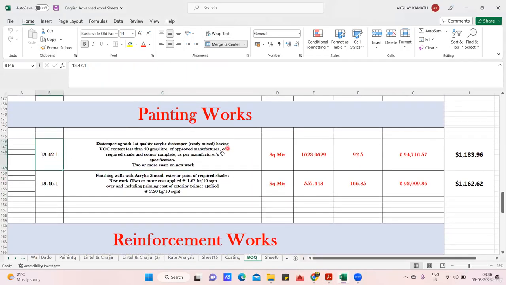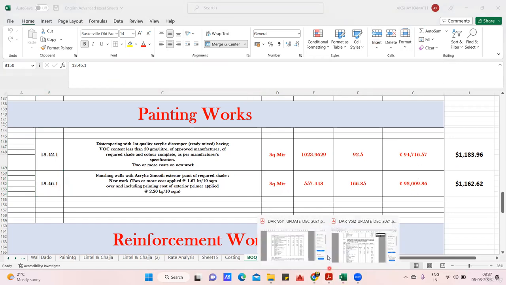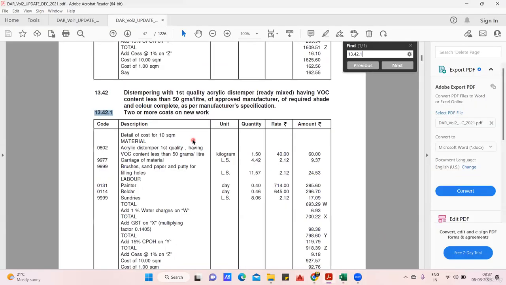So, in this lecture, we'll see the painting work. The first is the interior painting, which is 13.42.1. Then it is the exterior painting, which is 13.46.1. Okay. So, again, I'll directly go with the DSR. I don't have an Excel sheet ready for that.